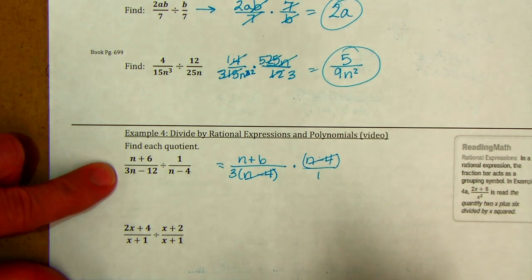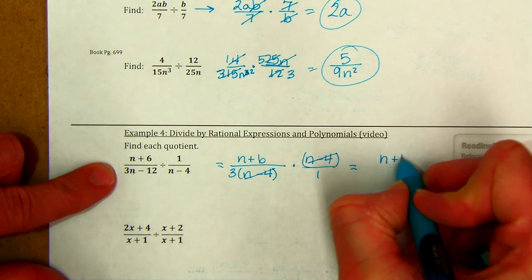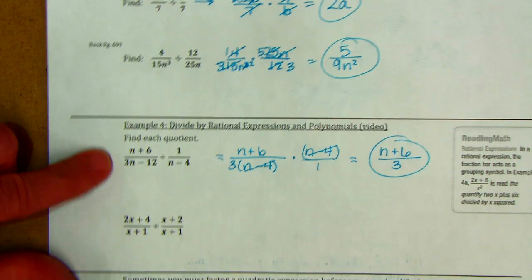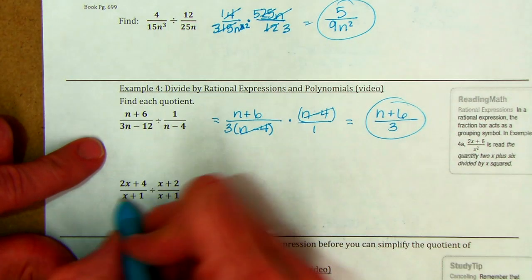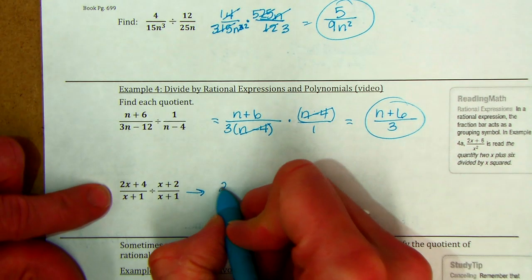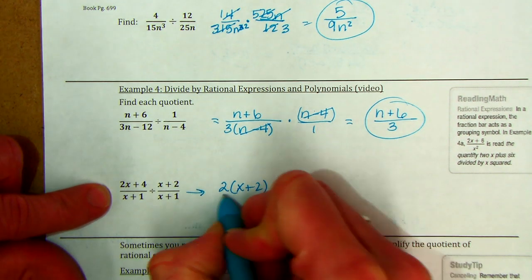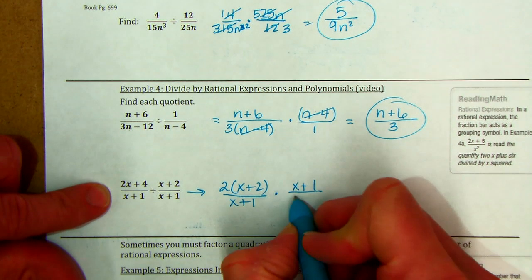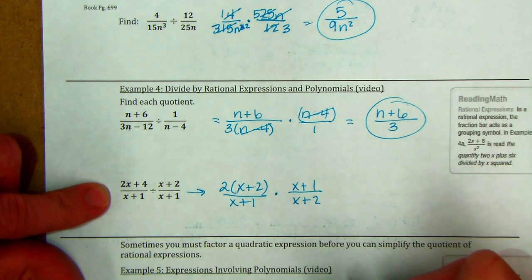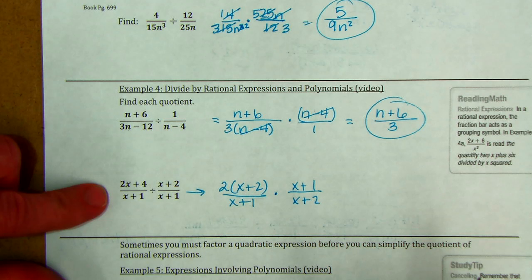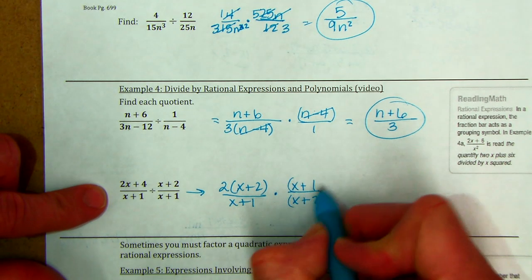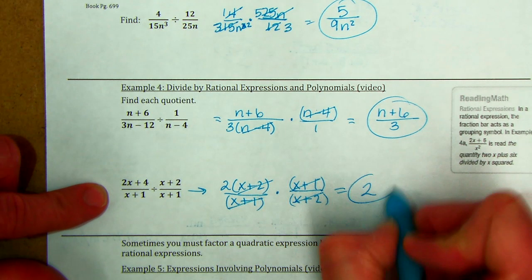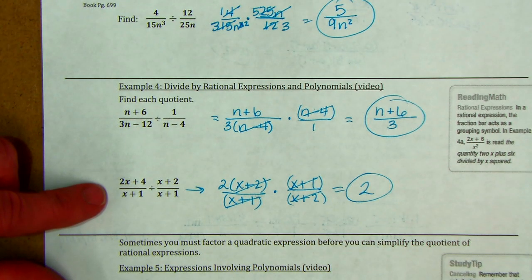All right, same thing on the second one. In that first one again, I can take a 2 out and I get x plus 2 over x plus 1 and multiply by the reciprocal. So x plus 1 over x plus 2. I can cross reduce. Check this out, that one, and that one, and my answer is simply 2. Beautiful. All right, expressions involving polynomials. So those are pretty simple. Now we're getting a little more complicated.